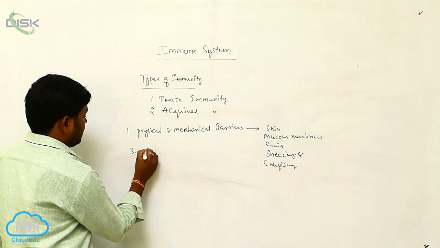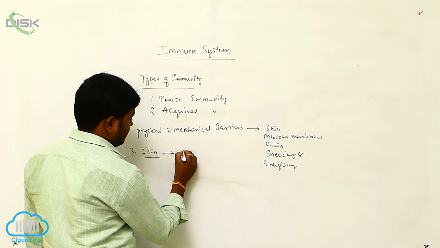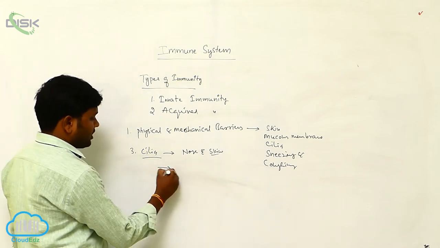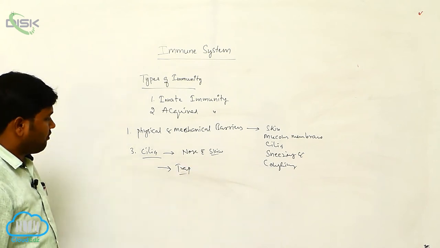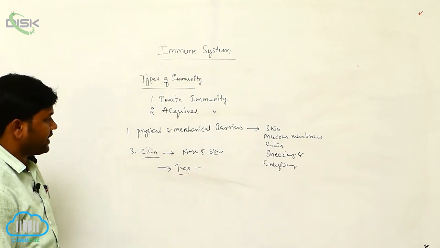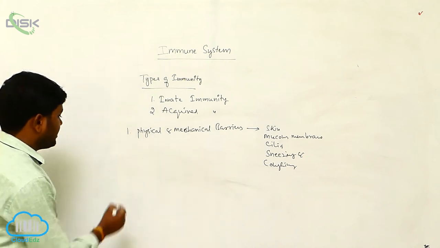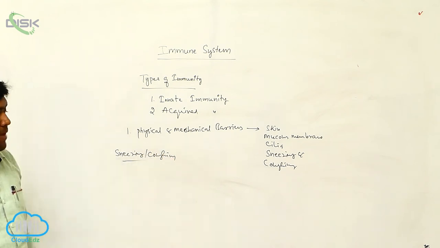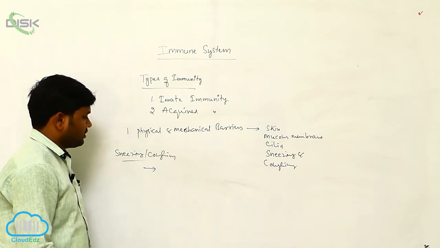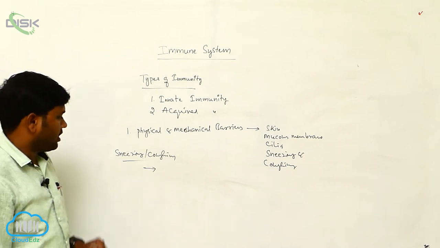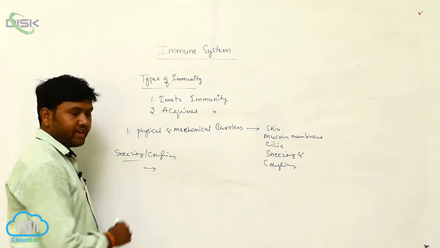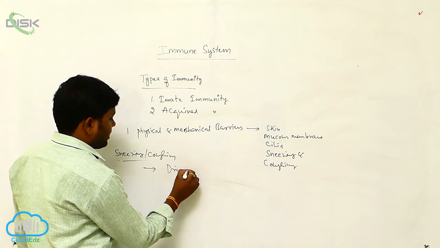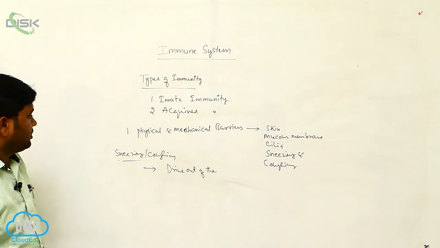Next, cilia. The third one is cilia, which are present in the nose and the upper areas of the respiratory tract. The cilia trap the microorganisms when they are entering the body. Next, sneezing and coughing. They are mechanical barriers. If microorganisms enter the digestive tract or respiratory tract, sneezing and coughing help to drive them out of these organs.